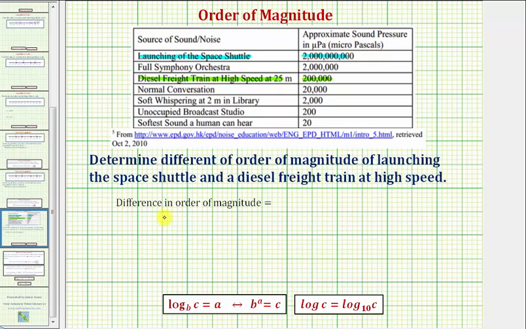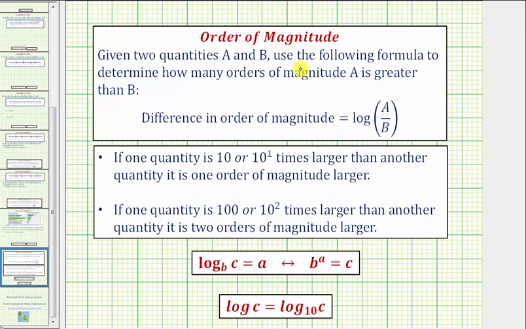Now let's review how to determine the difference in order of magnitude. Given two quantities A and B, we use the following formula to determine how many orders of magnitude A is greater than B. The difference in order of magnitude is equal to the common log of A divided by B. To understand the meaning of this, if one quantity is 10 times or 10 to the first times larger than another quantity, it is one order of magnitude larger.